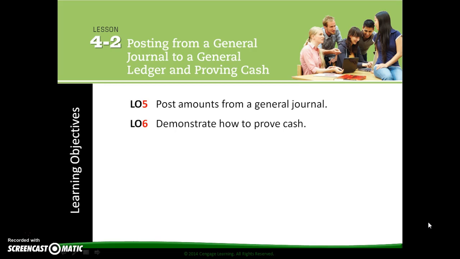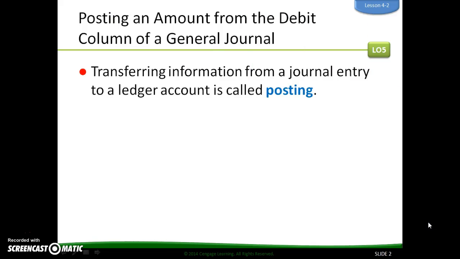So our lesson objectives, our learning objectives, would be to post amounts from a general journal and then to demonstrate how we prove cash. First of all, posting an amount from a debit column of a journal entry. And we want to make sure we understand that anytime we transfer information from a journal entry to a ledger account, this is called posting. So what we're doing is we're taking the transactions we wrote down in our general journal and we're putting them from the general journal into a ledger account.